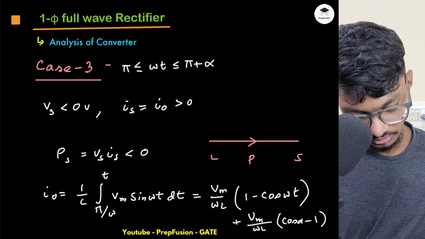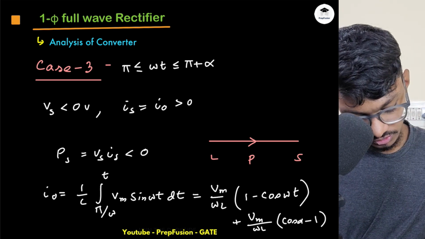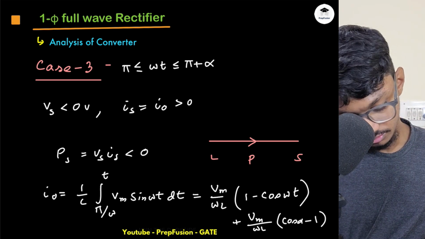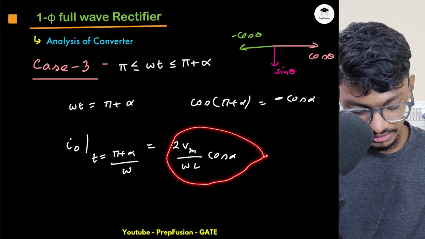This is getting cancelled, only this is the case. Minus, yeah, omega equals pi, this is 2 Vm upon omega L, this is only this, so this is Vm upon omega L, yeah. So this will be my value of current at IO.